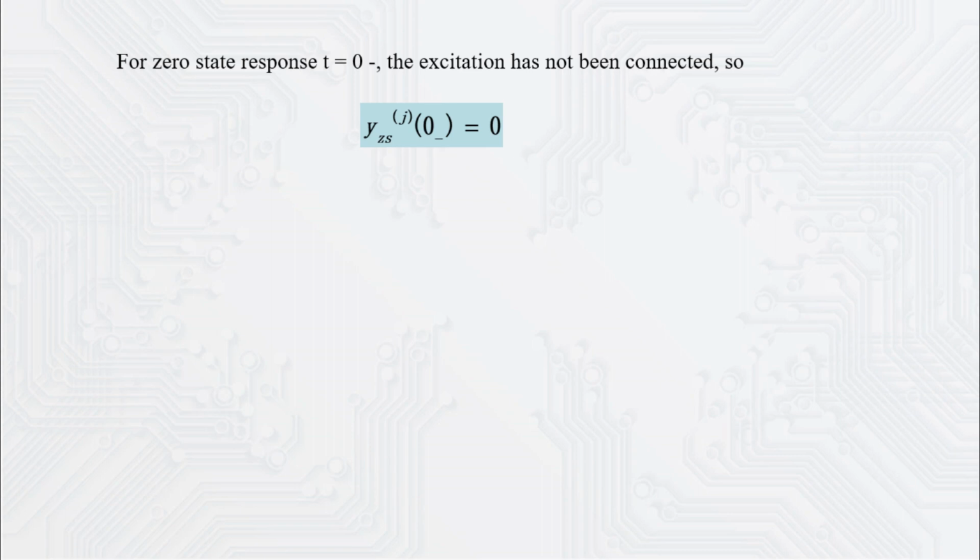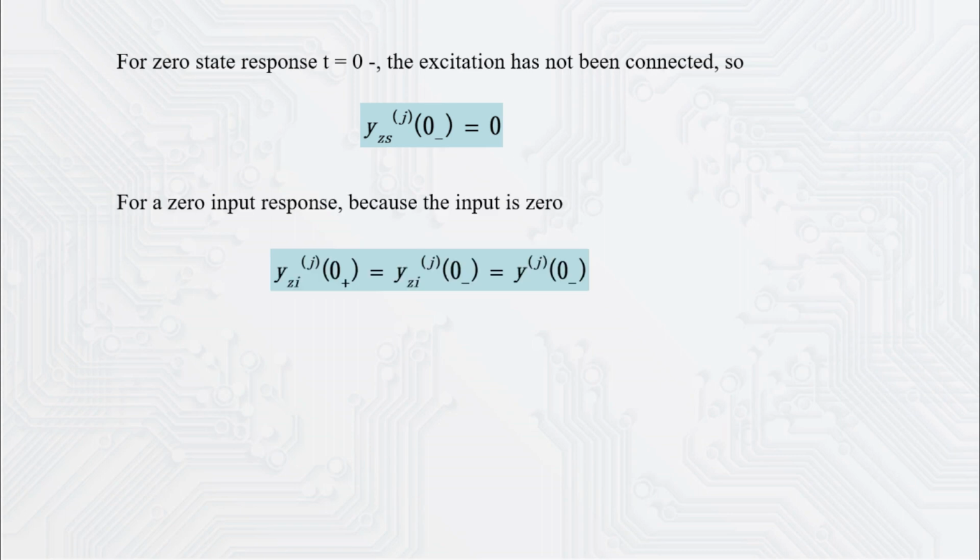For the zero state response, there is a zero state response yzs before the excitation is applied, and the derivative of each order is zero. For the zero input response, there is an initial value of the zero input response. The initial value of the zero input response is equal to the initial state value of the system.